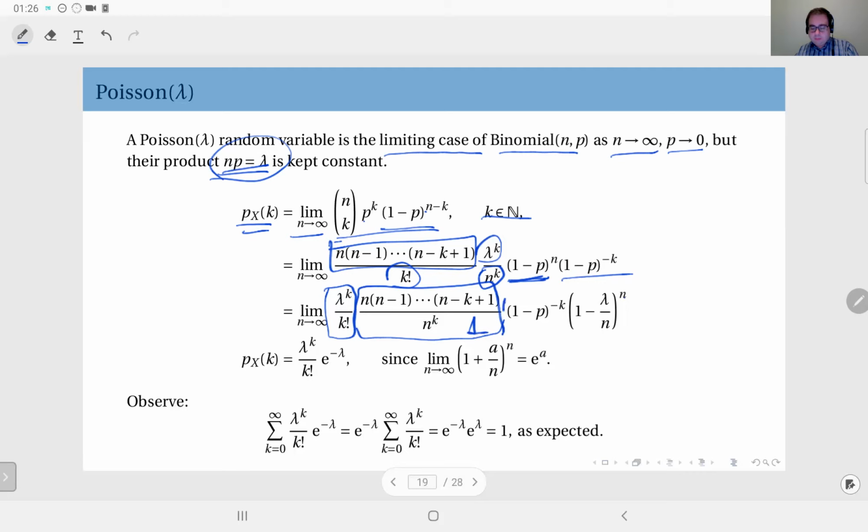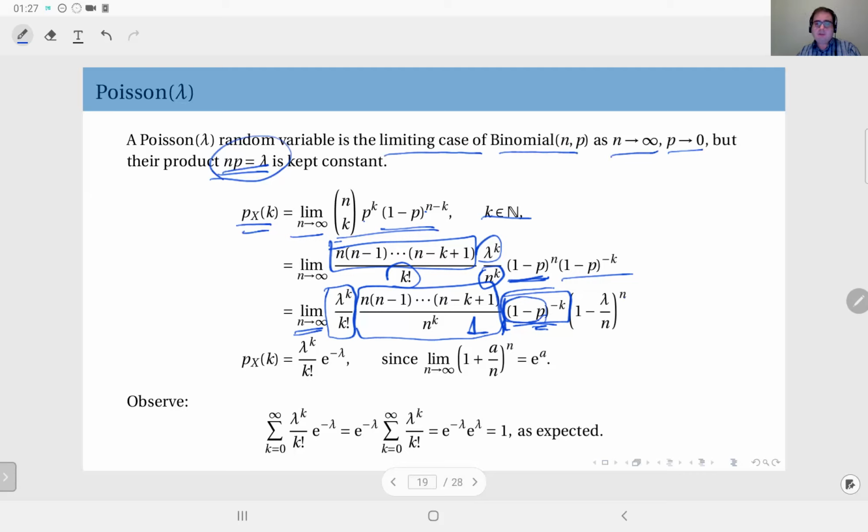Okay, and this one, 1 minus p to the power minus k. k is a constant integer, a finite number. But p, as n goes to infinity, p goes to 0. So this term, 1 minus p to the power minus k, whatever k is, at the limit will go to 1, because 1 minus p approaches 1, and that is to the power minus k. Whatever its value, at the limit, this will also be 1.